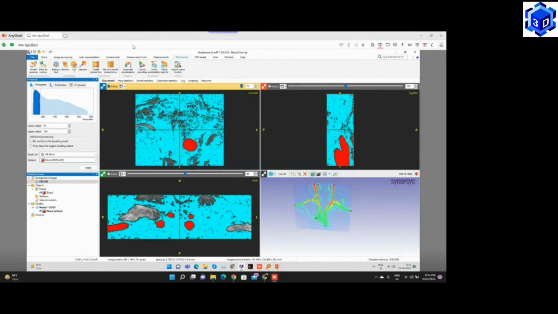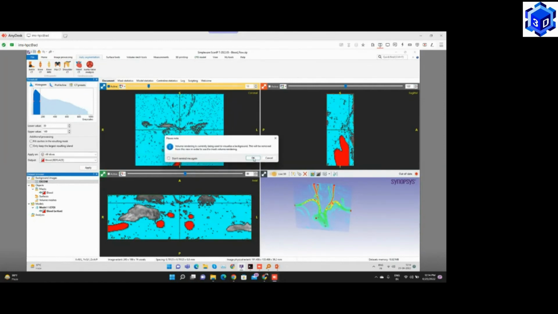This is the section for 3D printing. It provides you with a set of tools which allow you to modify the 3D model, such as embossing. Also, you can generate a CFD model directly out of this software. And let me show you something.